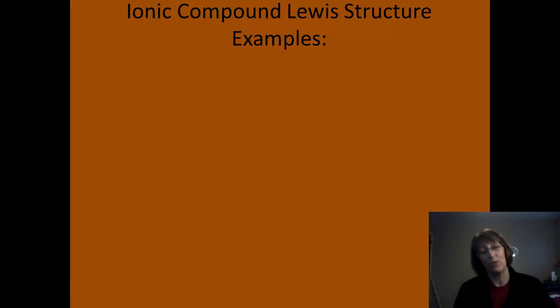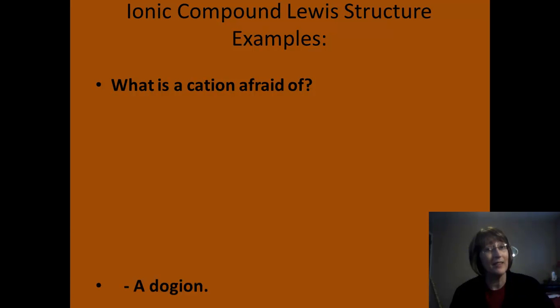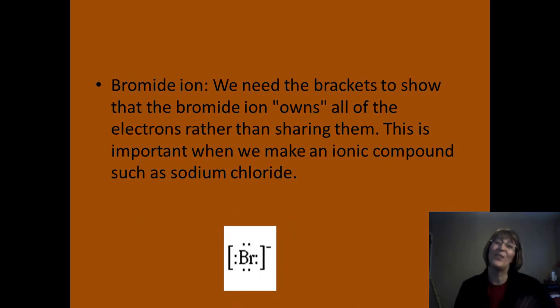Okay, let's go on. All right, so here's some examples of ionic compounds with the Lewis structures. What is a cation afraid of? A dog ion.